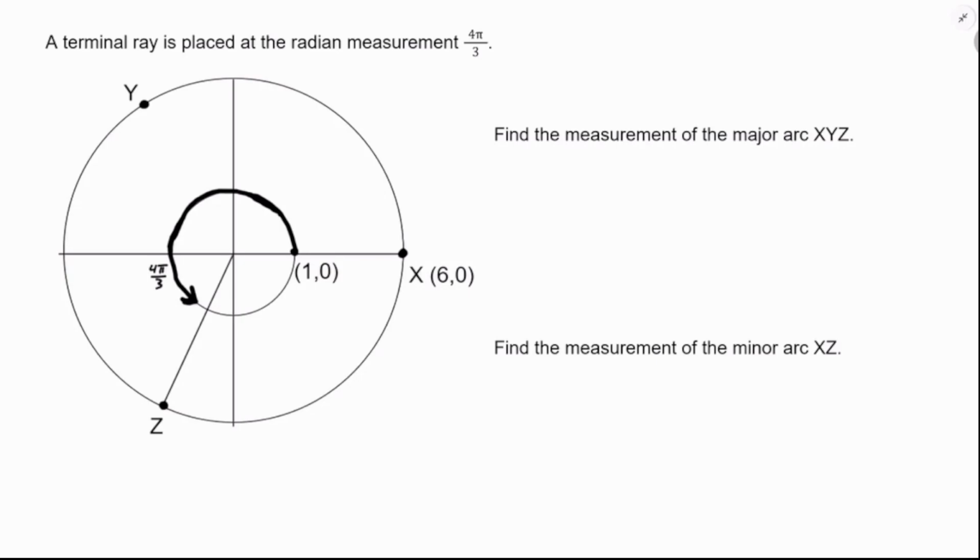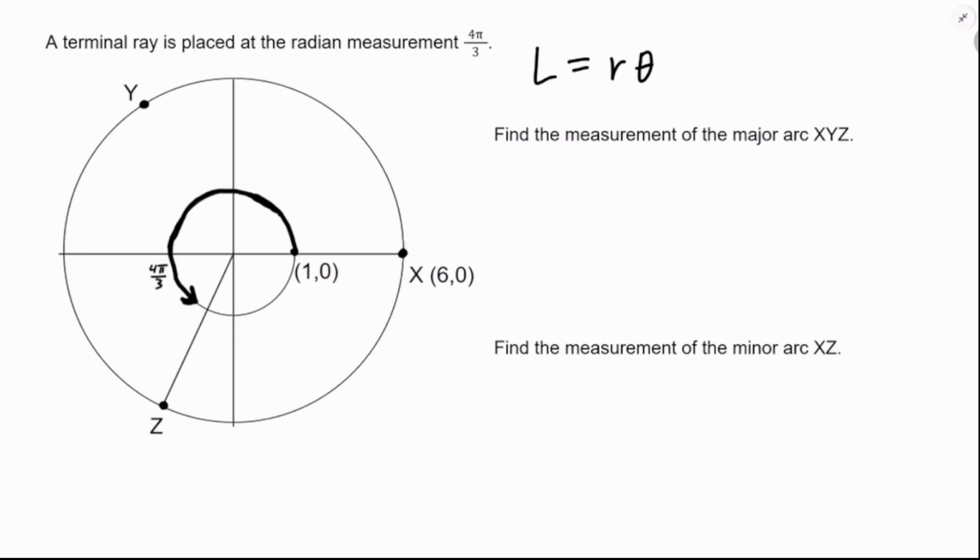trying to figure out, do they mean the length of the arc, or are they talking about the radian? No, I guess you already know the radian measurement is 4 pi over 3. So the length of the arc XYZ is going to be, and this is where we're going to need to use that formula. Length equals r times theta. Okay, it really is that simple.